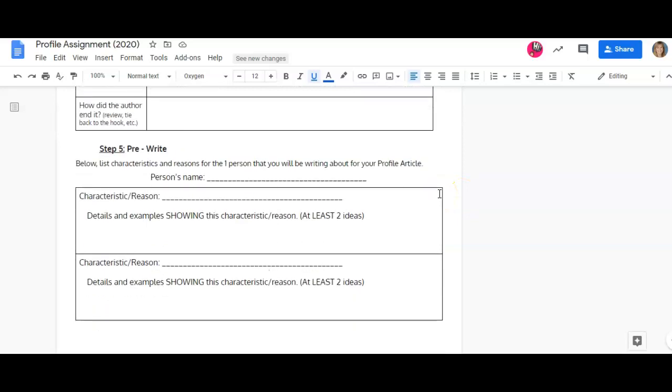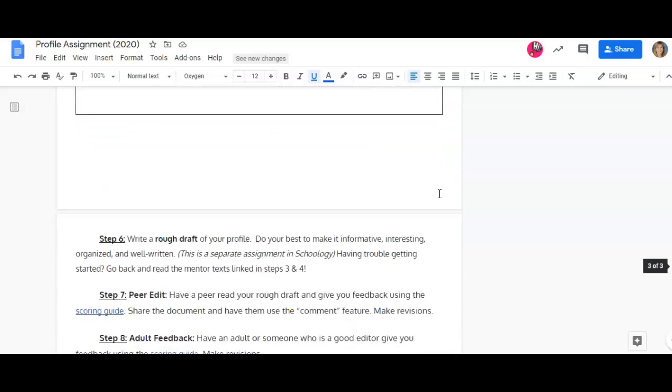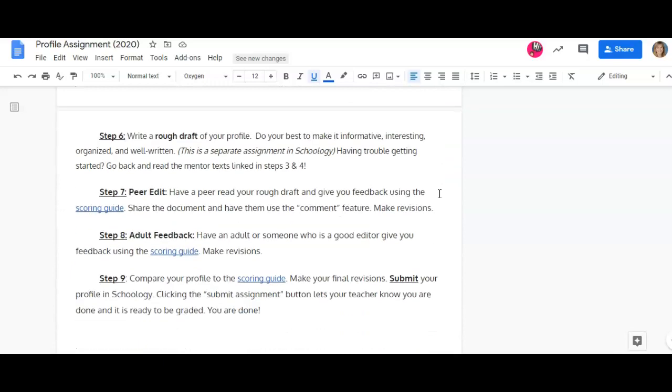Then you're going to pre-write. So in other words, plan out your writing. You're going to pick that person and do some thinking before you actually start writing your profile. After you've done the pre-writing and you've got a good plan, step 6, you'll write a rough draft. And your rough draft will actually be typed, but it'll still be in a form that will be ready to be changed and improved. Step 7, you'll get a peer edit where you'll have one of your peers actually look it over and give you some input.